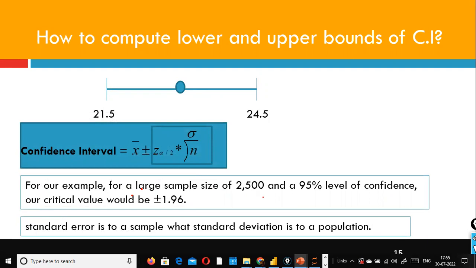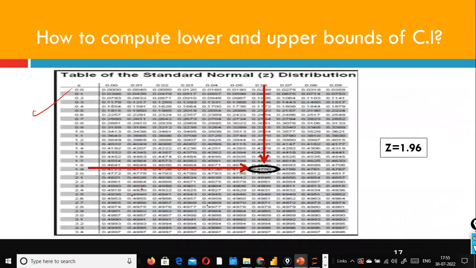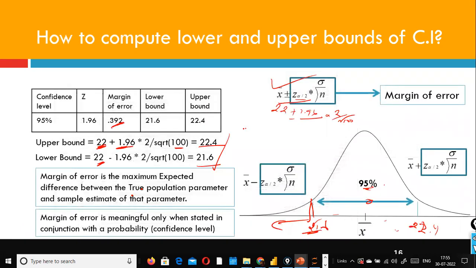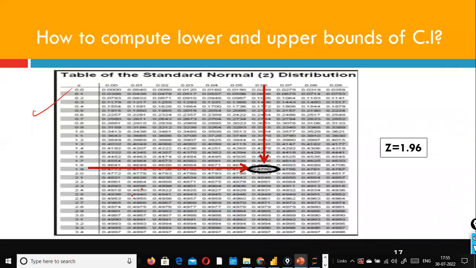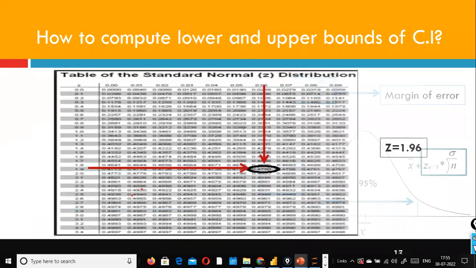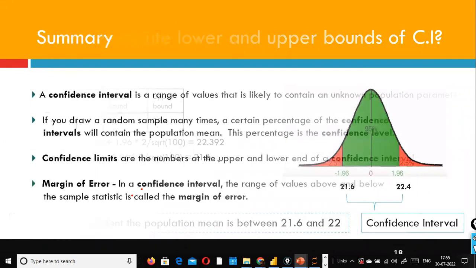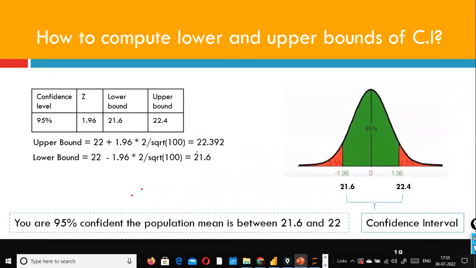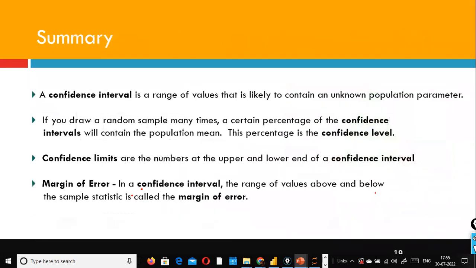For our example, for a large sample, the 90% critical value is different, and the 95% one is 1.95. That we will see tomorrow. At this moment, just think this way: upper bound, lower bound, 21.6 and 22.4. Here, with 95% confidence, the population mean is between 21.6 and 22.4. So this is the confidence interval.